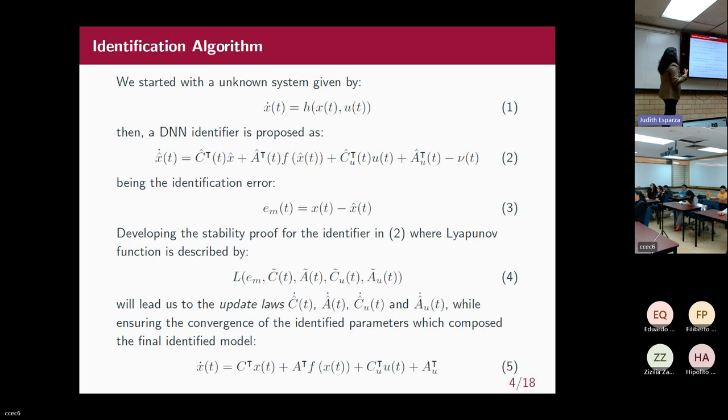Well, you have to develop a stability proof for the identifier, where the Lyapunov function is described by these terms: the errors, basically the identification error and the errors of the parameters, and you will come up with something called the update law. Or, if you prefer, the learning law, which is a more common term in the neural community, as I could say. And these parameters, or this update law, describe the behavior until they converge into fixed numerical values. And these fixed numerical values will be used to compose the ultimate form of our model, in fact.